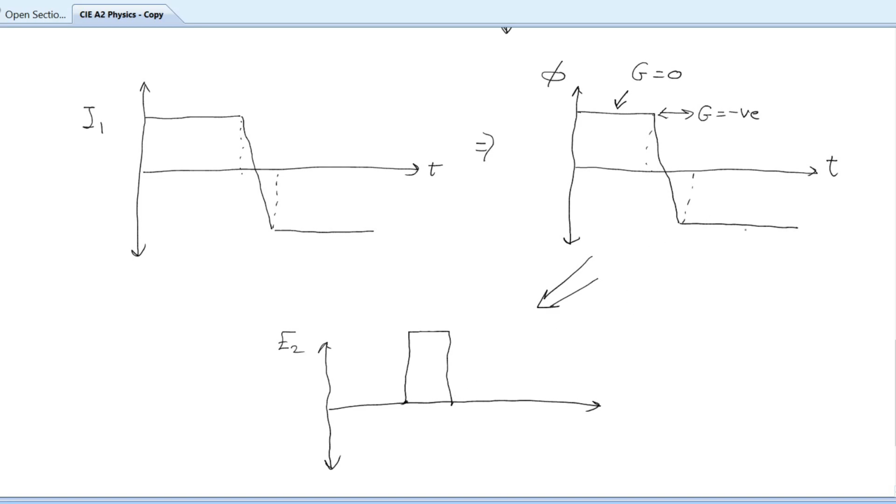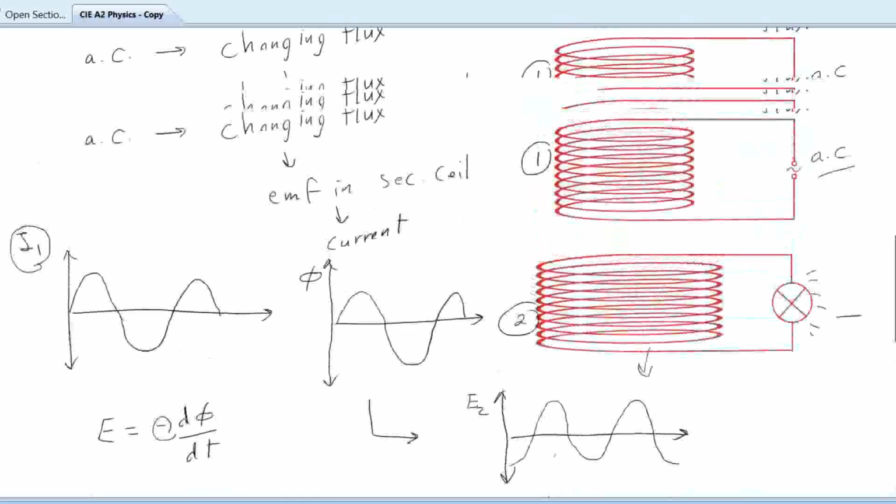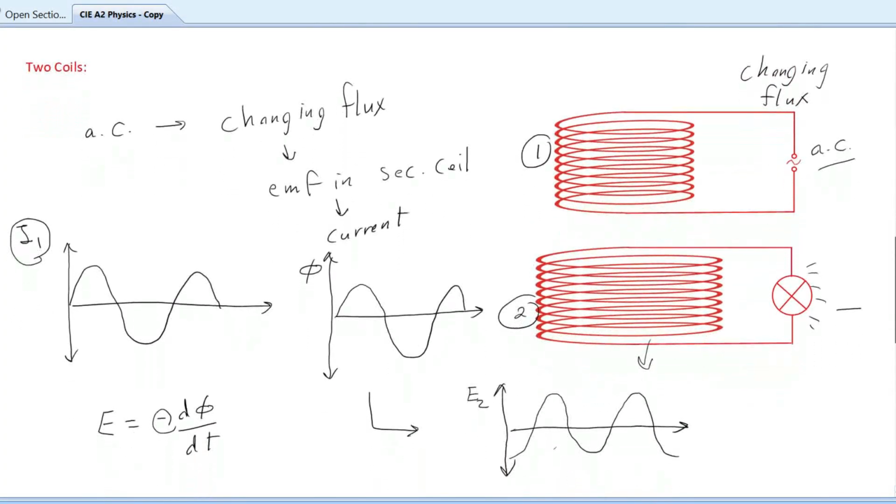Then it drops back to 0 since the gradient of this graph is 0. So it remains on the x-axis here. So this is how you use Lenz's Law and Faraday's Law to sketch a graph of how the induced EMF in a secondary coil compares with a primary coil carrying a varying current, which creates a change in flux linkage with another coil.